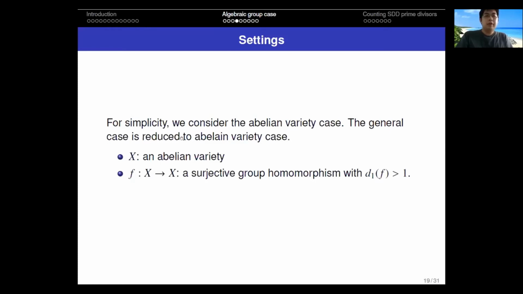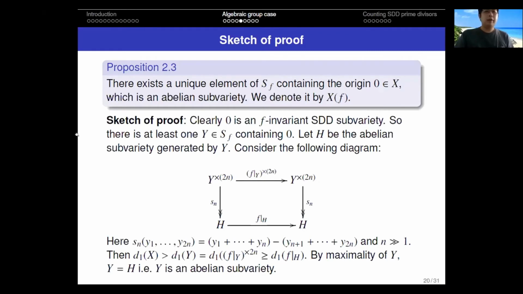And for simplicity, we consider the abelian variety case today. The general case is reduced to the abelian variety case. So we assume X is an abelian variety and F is a surjective group homomorphism with d1 of F larger than 1. Sorry. And first, we prove this proposition. There exists a unique element of S sub F containing the origin, which is an abelian subvariety. We denote it by X of F.